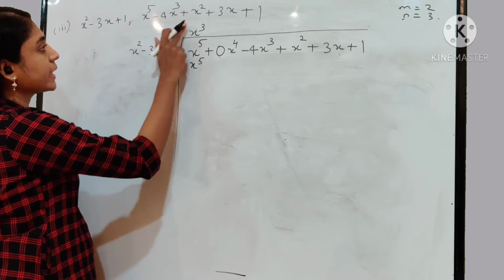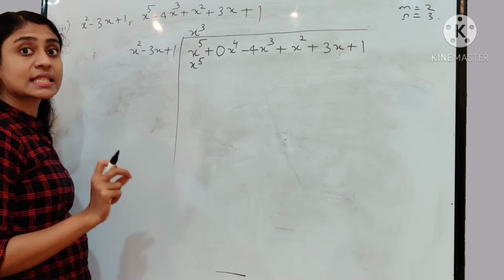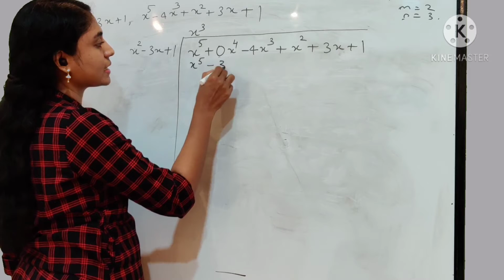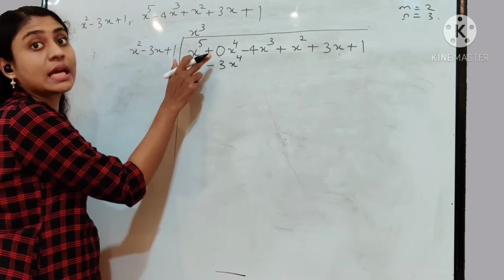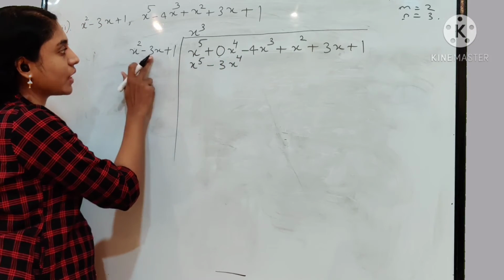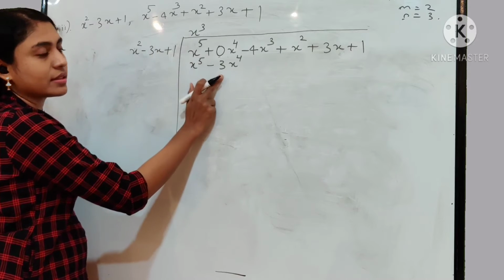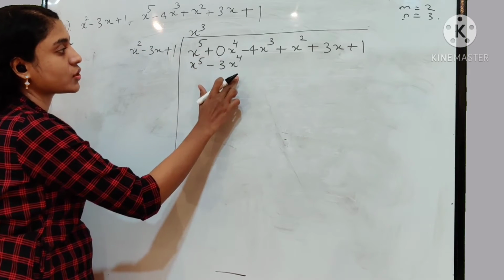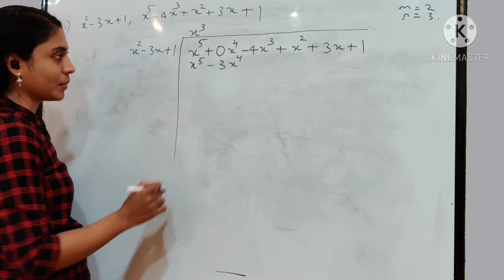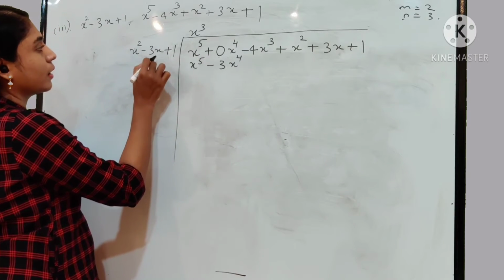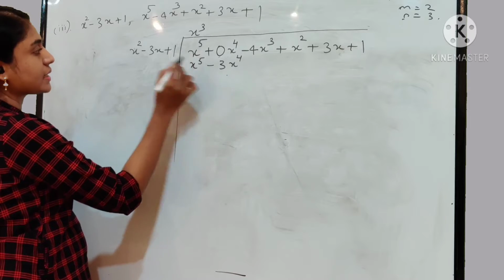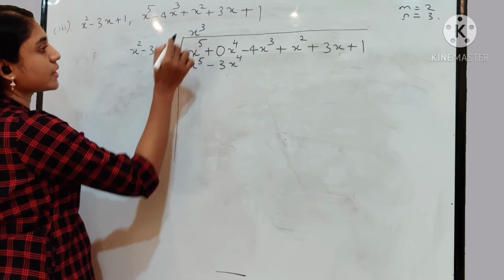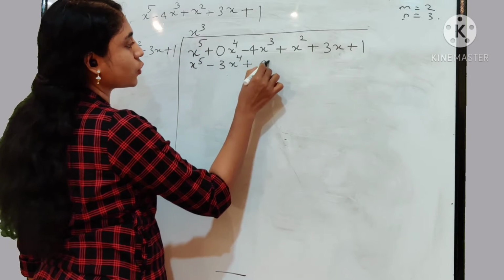Then minus 3x into x cube, it is minus 3x raised to 4. That's why we put 0x raised to 4 here, because we have a term while multiplying this. So we wrote minus 3x raised to 4 under this x raised to 4 term. Then 1 into x cube, it is x cube. Plus x cube.